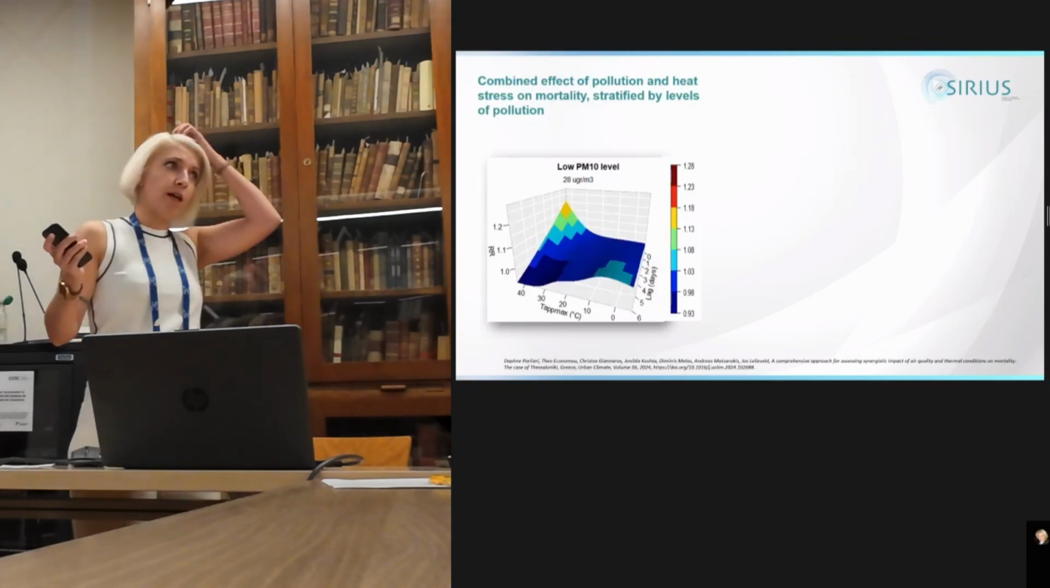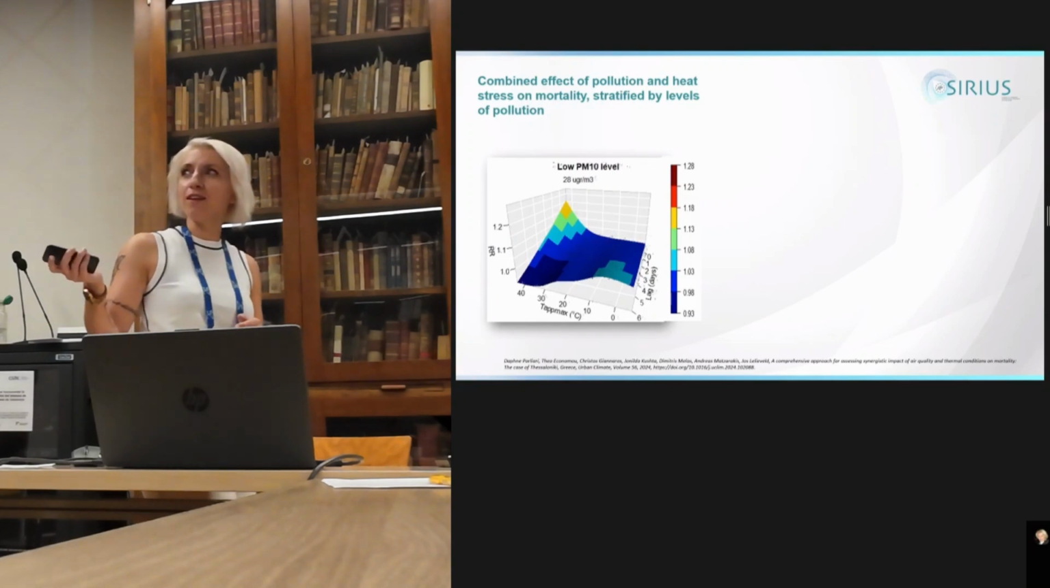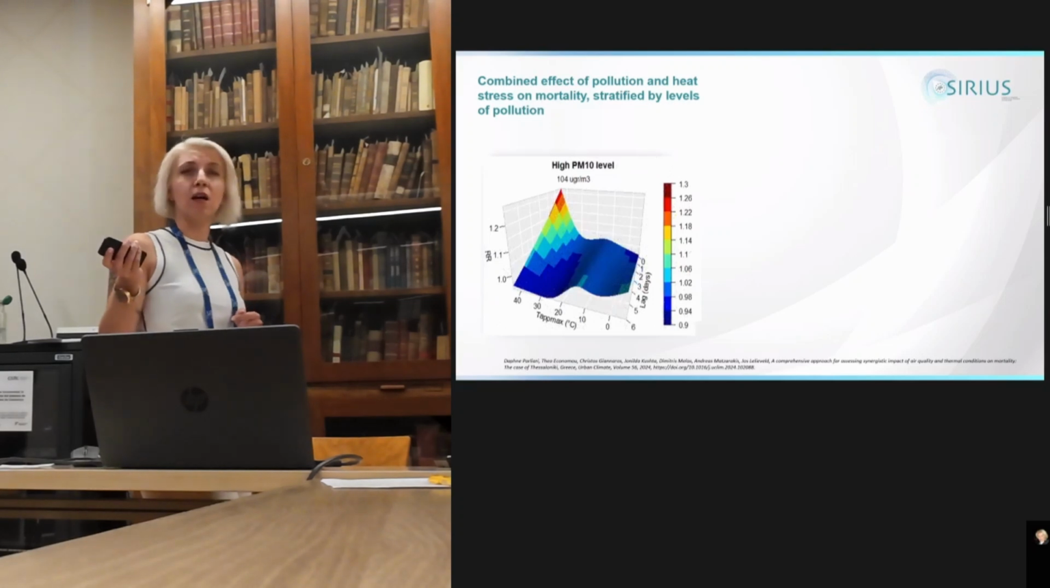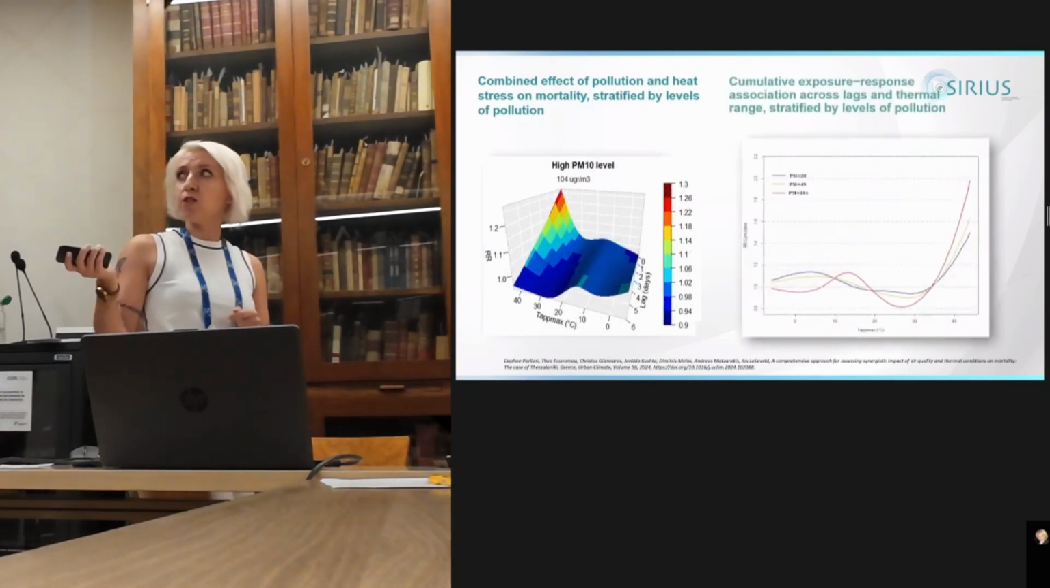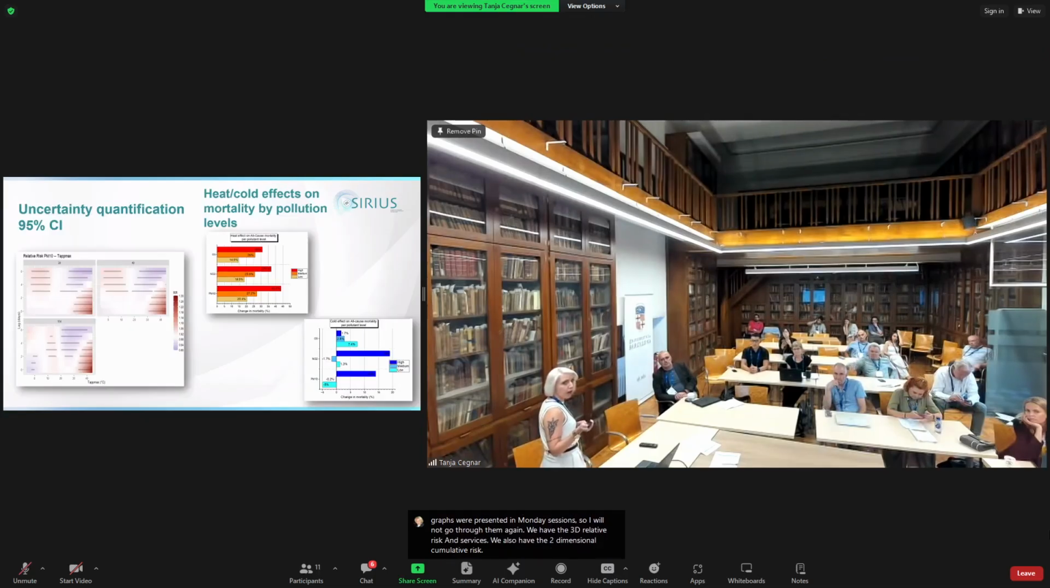And very quickly, these graphs were presented in the Monday session, so I will not go through them again. We have the 3D relative risk surfaces. We also have the two-dimensional cumulative relative risk. As I said, we have depicted the uncertainty by showing with gray areas the 95% confidence intervals. We have also quantified the heat and cold effects on mortality stratified by different pollution levels: low, medium, and high.